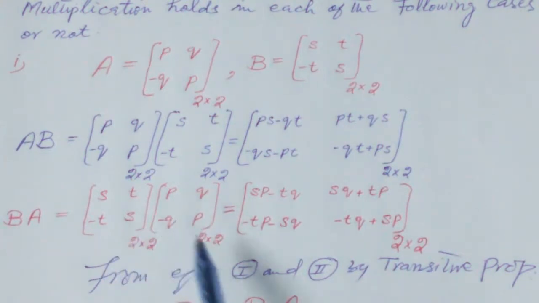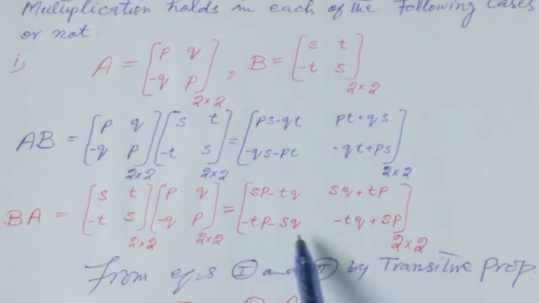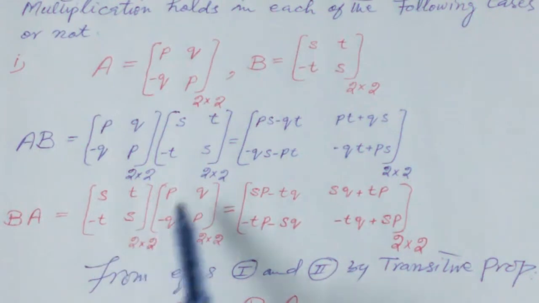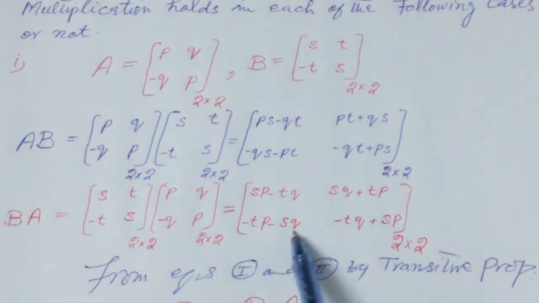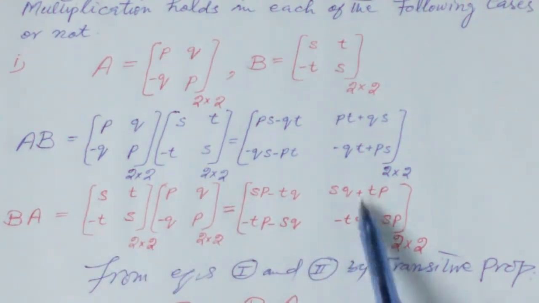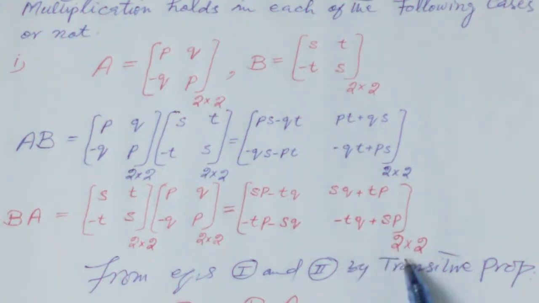Multiply the second row with the first column. Substitute that quantity in the second row and first column. Multiply the second row with the second column. Substitute that quantity in the second row and second column. This is the resultant matrix having order 2 cross 2.